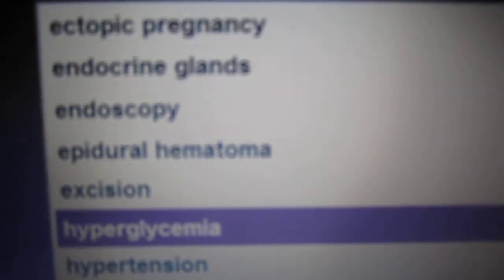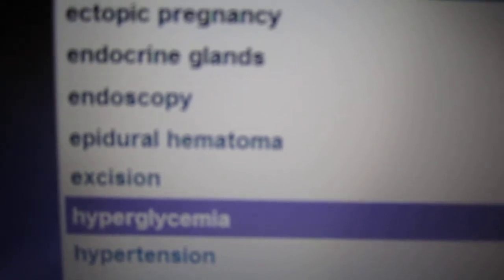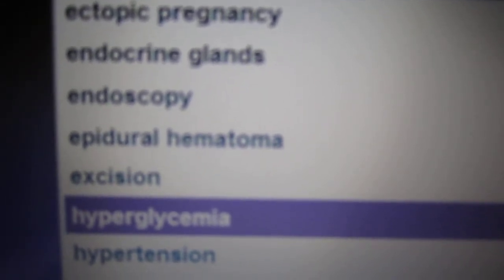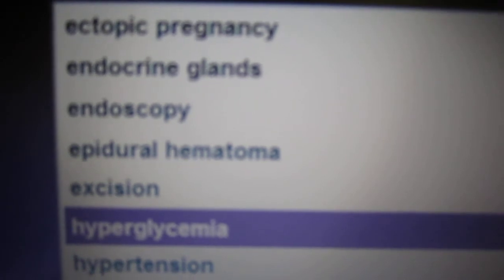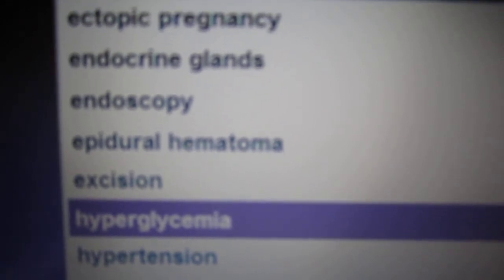Hyperglycemia. The prefix hyper, H-Y-P-E-R, means too much, excessive, or above. The combining form glyco, G-L-Y-C-O, means sugar. The suffix emia, E-M-I-A, indicates a condition of the blood. Hyperglycemia, then, is too much sugar in the blood.